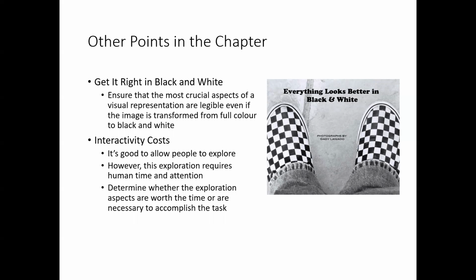Other points in the chapter: get it right in black and white. Ensure that the most crucial aspects of the visual representation are legible, even if the image is transferred from full color to black and white. And the photo here, it's there for black and white shoes, but it underscores the point. The black and white text is legible, and the superfluous detail of probably the blue jeans there doesn't really detract from the black and white portion of it.